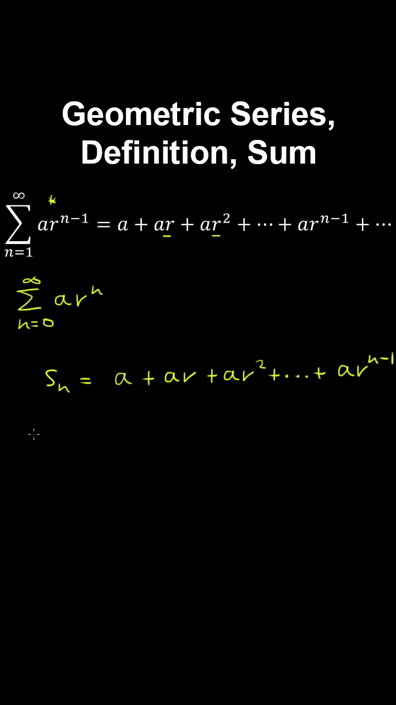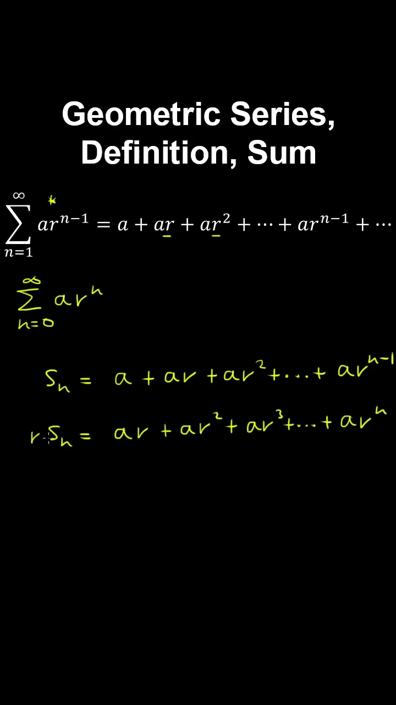A geometric series is a series with a constant ratio between each successive term, and this infinite geometric series can be written as a sum from n equals 0 to infinity. Now using this form, we can write the nth partial sum as follows, and if we multiply both sides by r, we obtain the following expression.